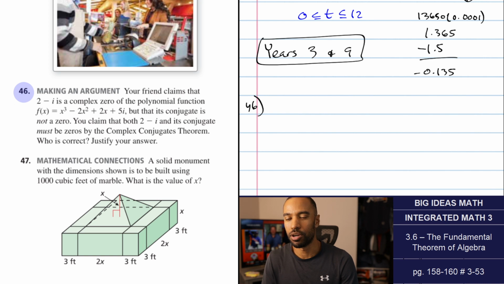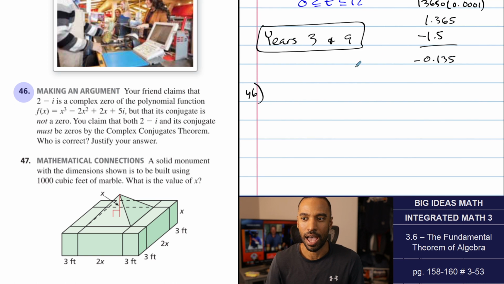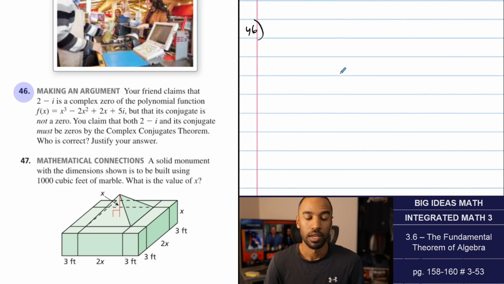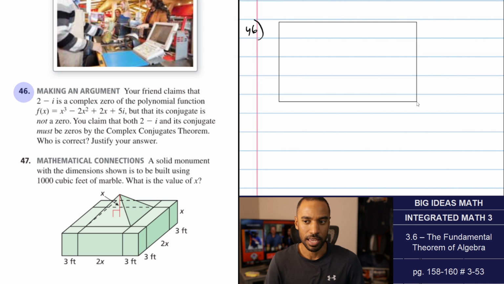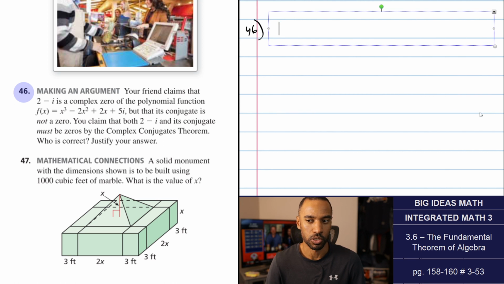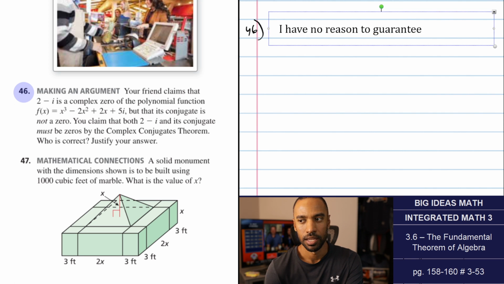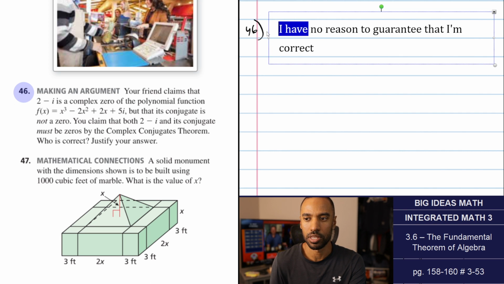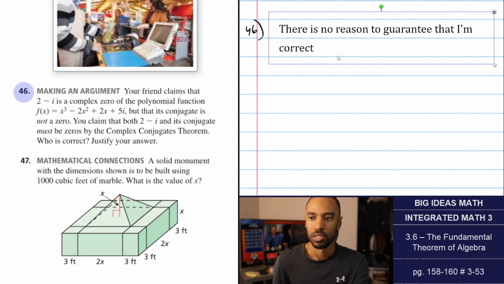So here's the thing. Now, I don't know whether or not 2 minus i is a zero. I'm going to assume that it is. We can do some synthetic division and figure out whether it is or not. But it says that I claim that both 2 minus i and its conjugate must be zeros by the complex conjugates theorem. I'm not correct in this case, or at least unless there are other imaginary solutions, I have no grounds to stand correctness. There's no reason to guarantee that I'm correct.